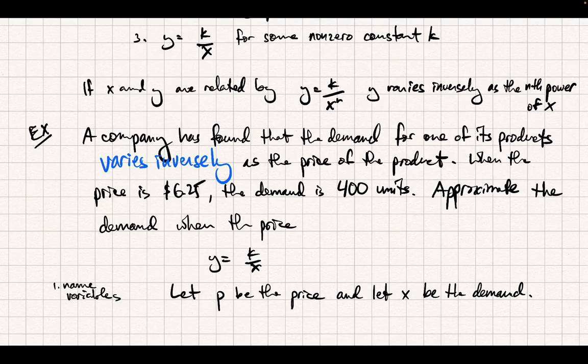So we're going to say let P be the price and let X be the demand. And we know that which equation of variation do we need to use? Inversely. And it's not the square of the price or the cube of the price or the square root of the price. It's just the price. So we're going to assume that n equals 1. You didn't finish writing when the price is $5.75. Yeah, that's pretty important.